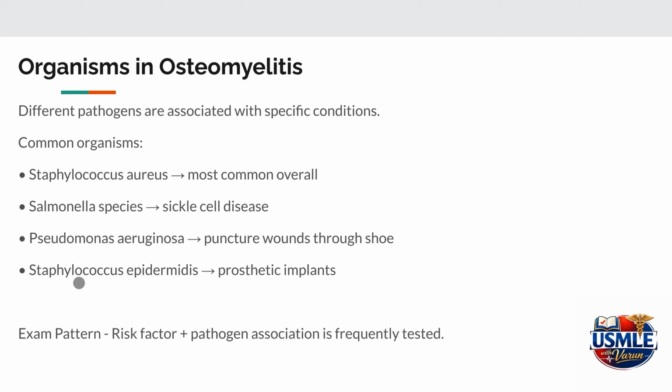Staphylococcus aureus is the most common overall. Salmonella species is most commonly the organism involved in people with sickle cell disease who present with osteomyelitis. Pseudomonas aeruginosa occurs in patients who have puncture wounds through athletic shoes, and infections involving prosthetic joints or implants are commonly caused by Staphylococcus epidermidis.